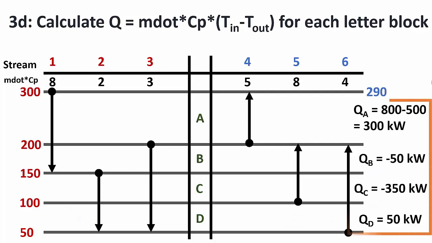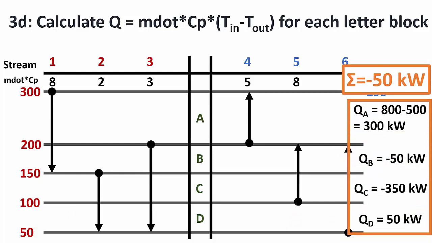So just checking our work here now, if we were to sum all of these Qs for all of these blocks, we get again a deficit of minus 50 kilowatts. So we know we performed our math correctly.